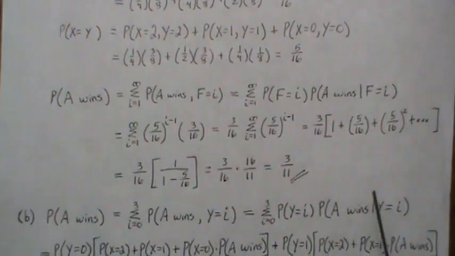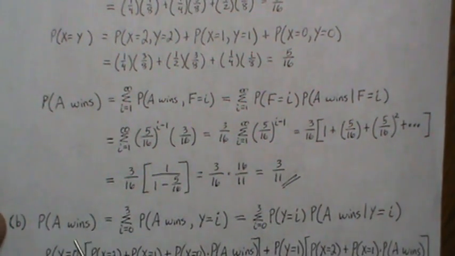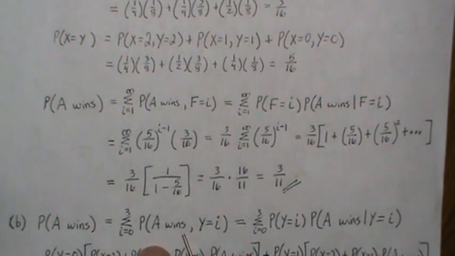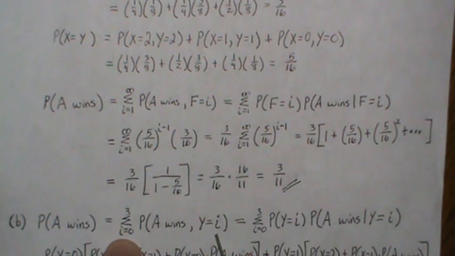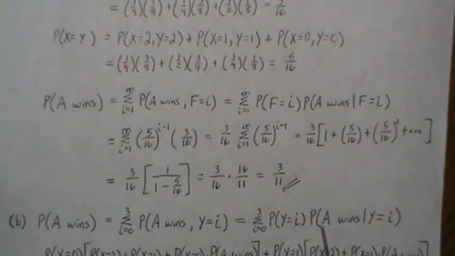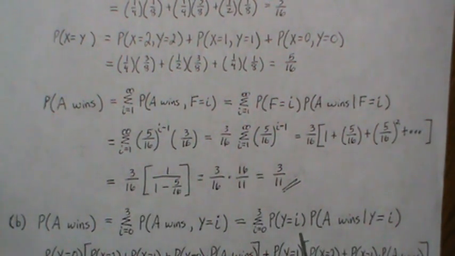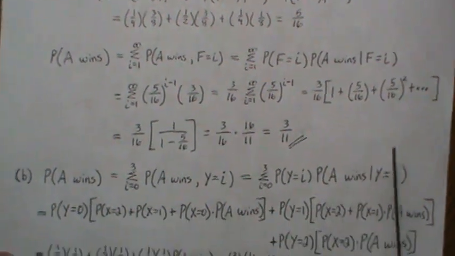That's it. Now, solution 2 is this. So the probability that A wins is the sum of the probability that A wins and Y is equal to i. And Y is the number of heads that B flips in 3 coins, so he could have 0, 1, 2, or 3. So we're summing from 0 to 3. But then this can be written as a conditional probability, right? And so let's write a few of these out.